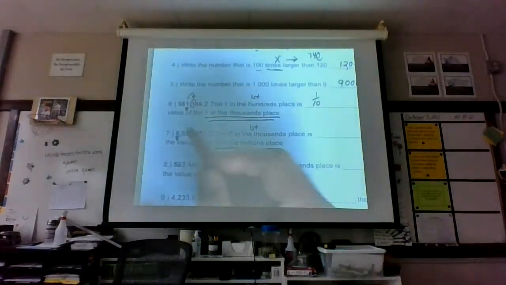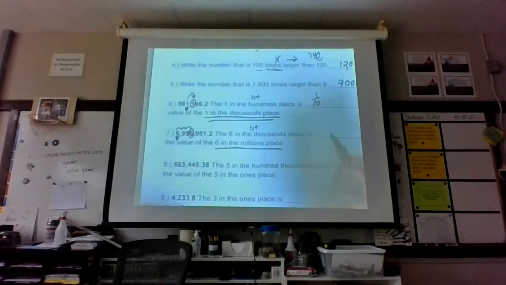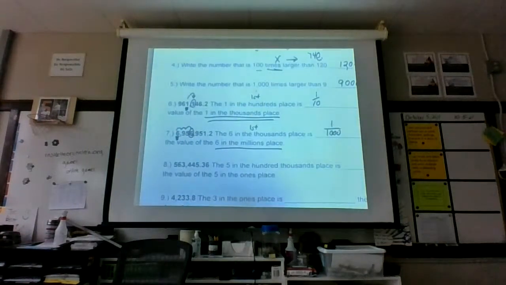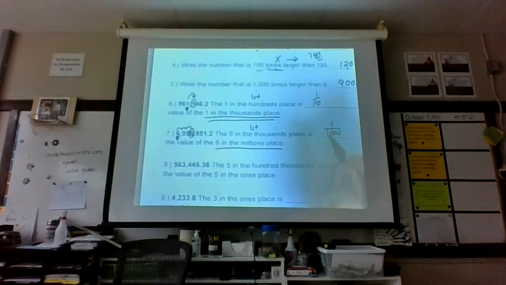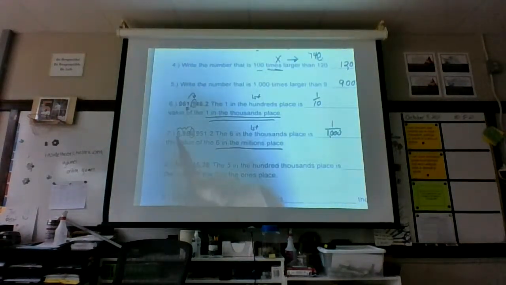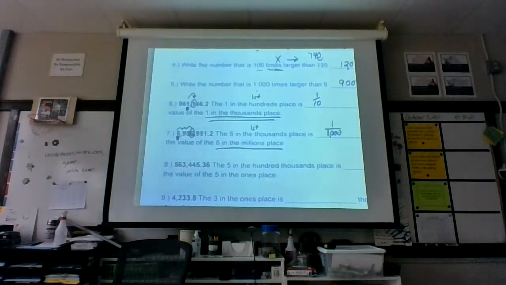Now, how far? 1, 2, 3. A number with 3 zeros is 1,000. It's going to be 1/1000th. The value, is that what you said, Seth? I said 1/10,000. Well, let's count. We start here, go 1, 2, 3. 3 zeros. You had the right idea.